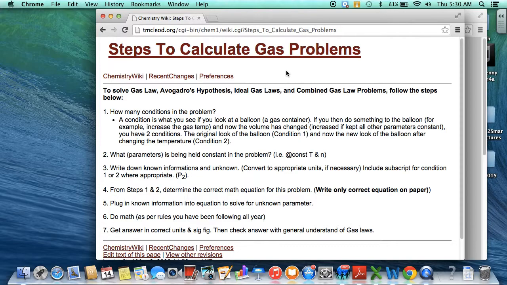If you have a 2-condition question, you need to know what's being held constant and what's varying. For the 3 gas laws and Avogadro's hypothesis, you have 2 things being held constant and 2 things that are changing. Once you know that, you can set up your mathematical relationship with the variable you're looking for, x, on one side and all the other variables on the other side.